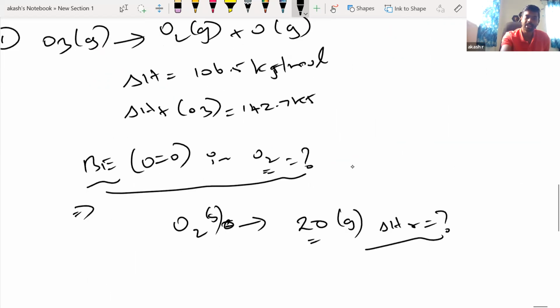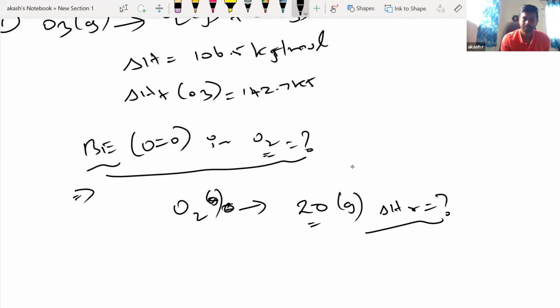Right? So can I talk about the enthalpy of this overall reaction in terms of enthalpies of formation? How do you do that? Can I write 2 into enthalpy of formation of oxygen atom, minus what should come? Enthalpy of formation of O2, which is going to be 0.